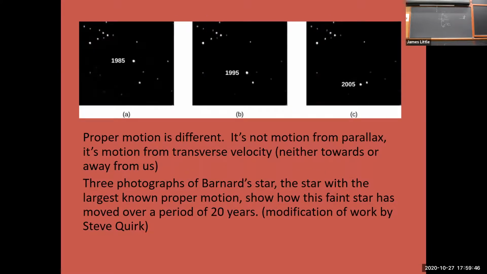Now, proper motion is different. With parallax, the star appears in a different spot when you're on one side of the solar system than when you're on the other side of the solar system. But if you wait another 6 months to get back here, that star is going to be in the same spot when June rolls back around.